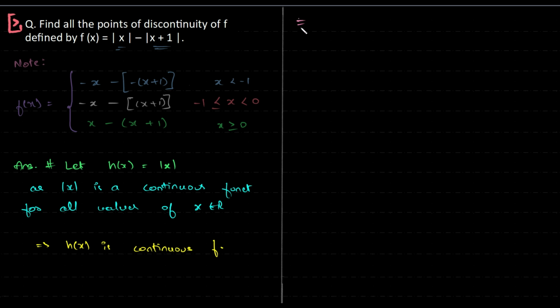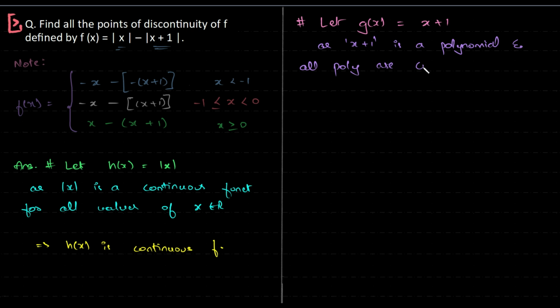Now, we will take up g of x as what? Not modulus of x, it is x plus 1. Don't take directly the modulus of x plus 1. As x plus 1 is a polynomial and all polynomials are continuous, from this I can infer that g of x is a continuous function.